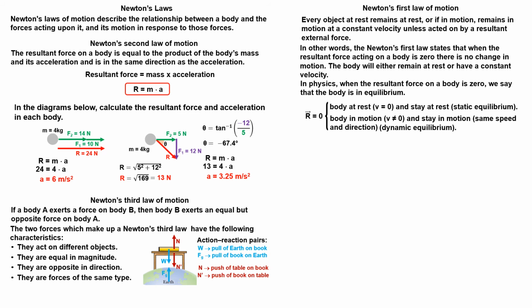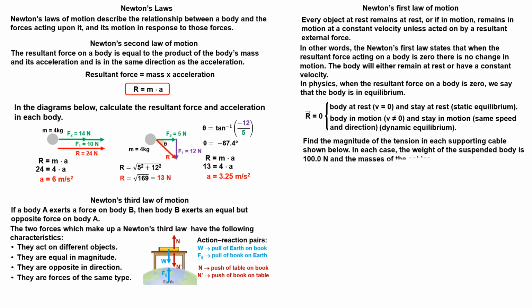Now let's solve two problems involving an object in equilibrium. Find the magnitude of the tension in its supporting cable shown below. In each case, the weight of the suspended body is 100 Newton and the masses of the cables are negligible. In most cases, we will idealize the cable by assuming it is massless. This does not mean that the cable really is massless, but rather that its mass is so small compared with any other masses in the problem that we can neglect it.